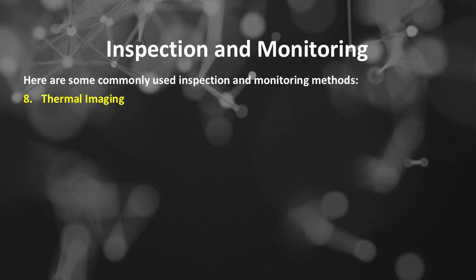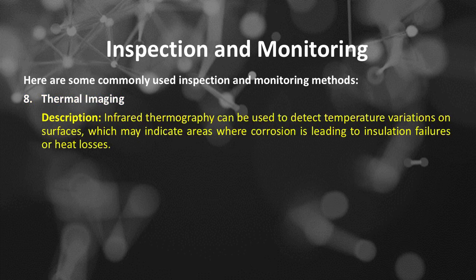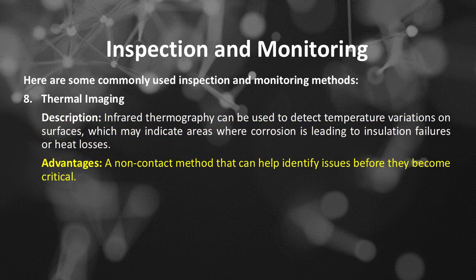Number 8 is thermal imaging. Thermal imaging description. Infrared thermography can be used to detect temperature variations on surfaces, which may indicate areas where corrosion is leading to insulation failures or heat losses. Thermal imaging advantages. A non-contact method that can help identify issues before they become critical.